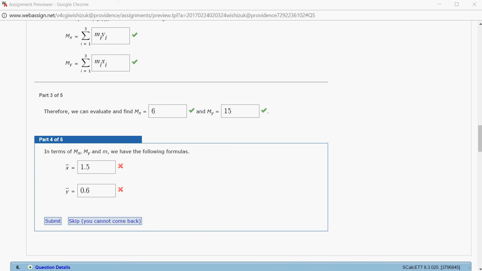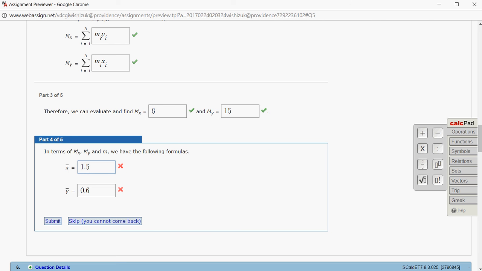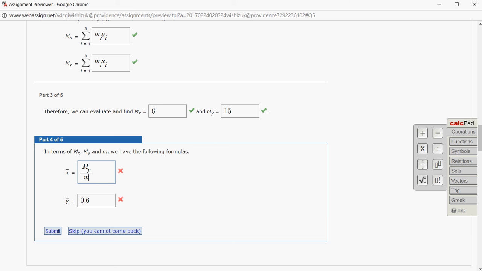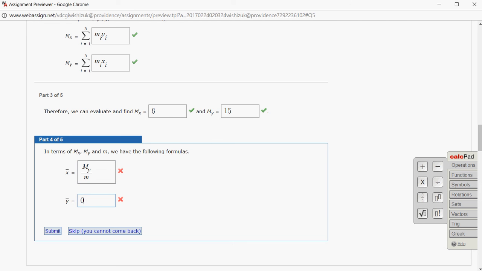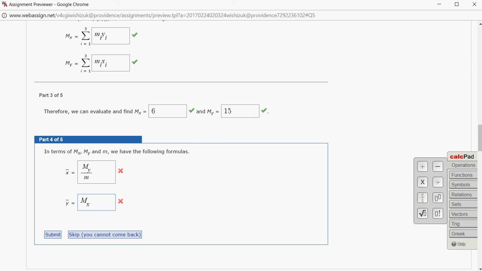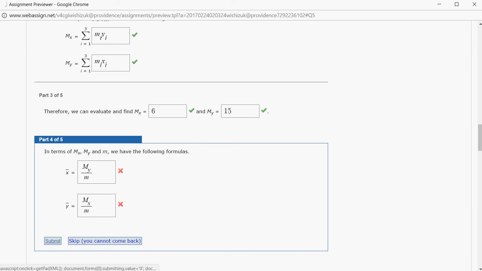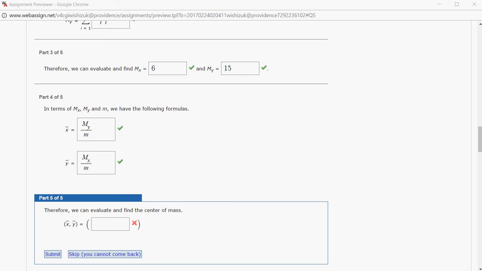Alright, actually I messed it up. It says in terms of mx, so it has m sub y, right? Then you have to divide by little m, right? Then here, this is going to be m sub x, and then divide by little m. I think that's what they're looking for. Let's check again. Submit. Alright, it came back and we got part 4 correctly.